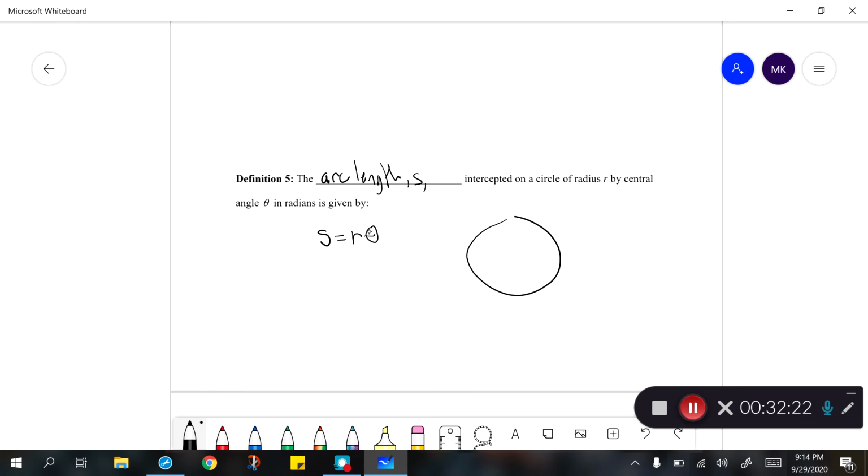So we have our circle. This arc length is intercepted on a circle of radius r by a central angle. So what does that mean, central angle? Central angle just means that the vertex of our angle is at the center. So this is angle theta, this is r, that's s.